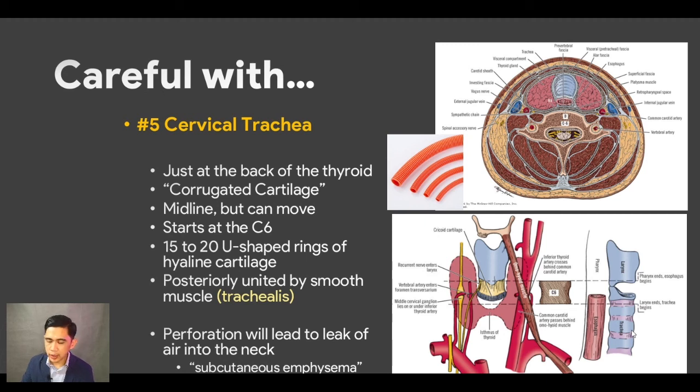Now, if you damage it, for example, if you cut through it, when one breathes, air will leak out into your neck, and you will have air pockets in your neck. We call it subcutaneous emphysema. You will have air pockets. You can feel air here. There is a leak in the trachea. So, in order to avoid that, we need to know that the thyroid is very intimate, just in front of the trachea.